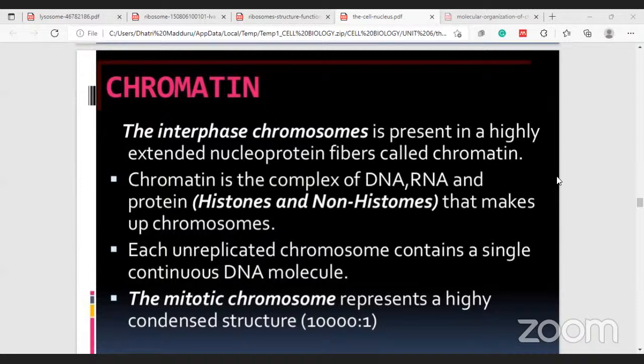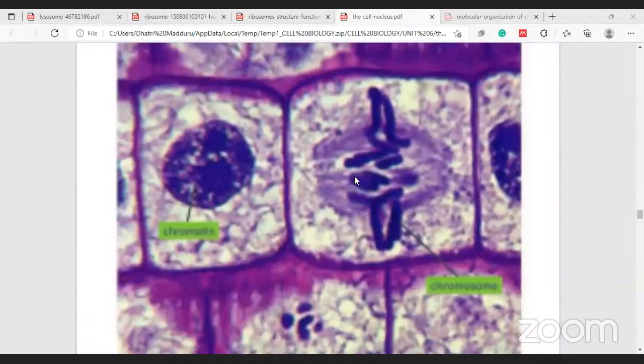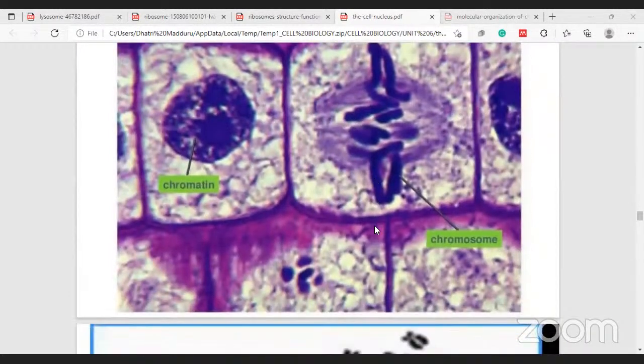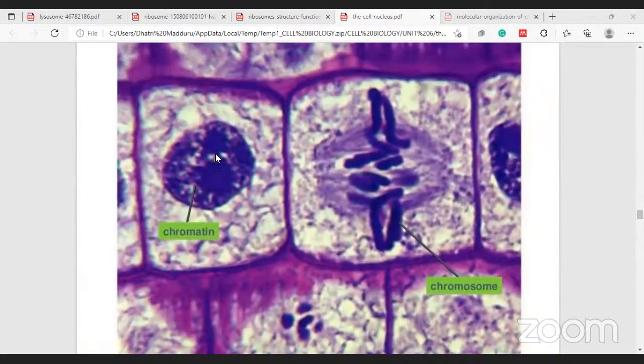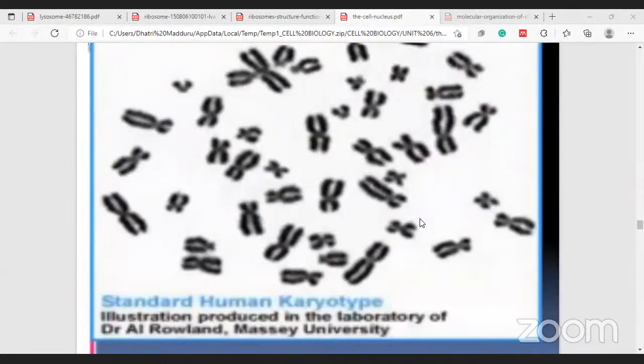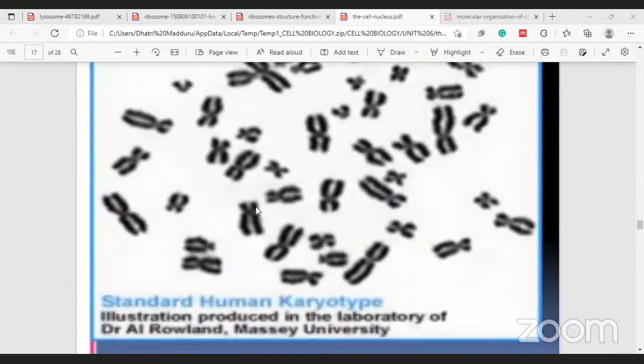But the mitotic chromosome is highly condensed and tightly packed. Here you can see the interphase chromatin, which is freely distributed, whereas in mitosis it forms chromosomes which are tightly packed structures. So this is the karyotype. A karyotype is a representation of the structure and number of the chromosomes.